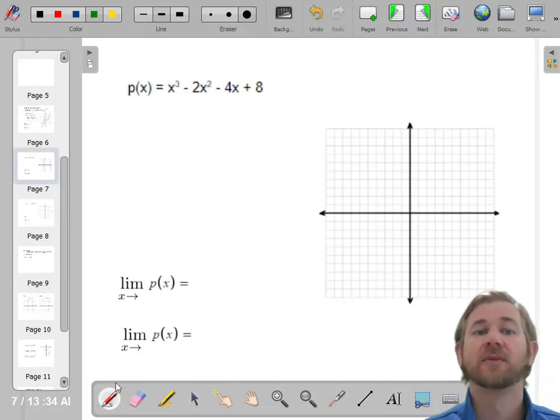Okay, let's try another one. This one is also positive odd. It's a leading coefficient of 1 and is degree odd, so it's also going to look something like that.